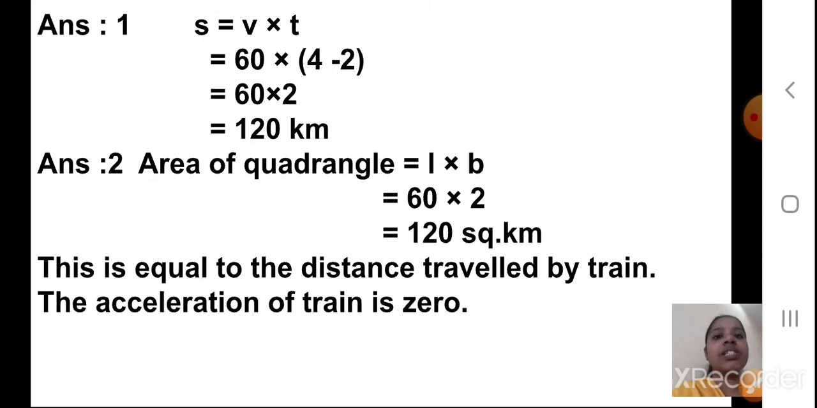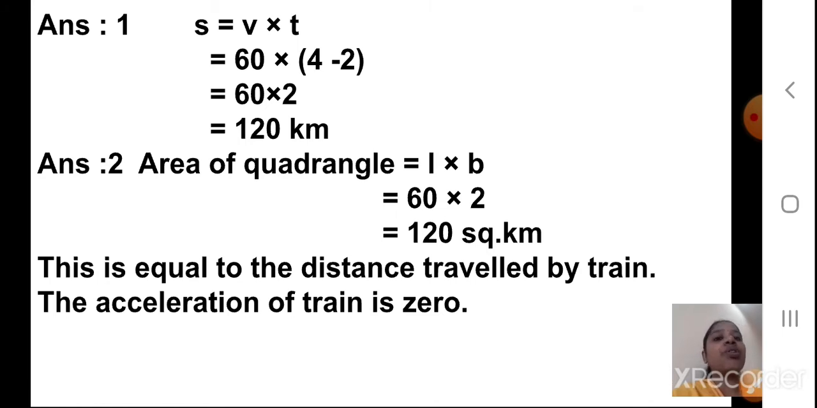Okay, 2 to 4 hours it is told, so 4 minus 2 is your 2. So 60 multiplied by 2, you will get 120 kilometers. Then the area of the quadrangle, you know, length into breadth because it is a rectangle, so 60 multiplied by 2, you will get 120. So this is equal to the distance travelled by the train. Yes, S is your distance travelled by the train. That is answer 1 what we have solved.